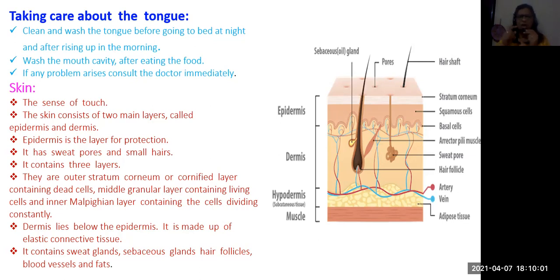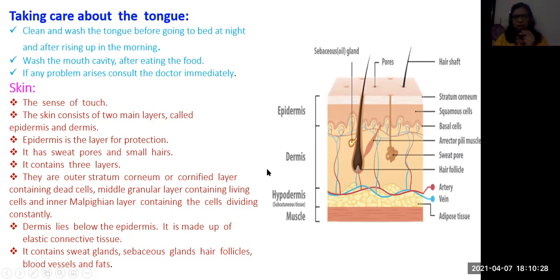And wash the mouth cavity after eating food. Each and every time you have to gargle the mouth with water, so that whatever particles are present in between the teeth are removed. If not, bacteria will grow inside. And if there is any problem, you have to immediately consult the doctor. Now, if you see all this, we have already completed the parts.